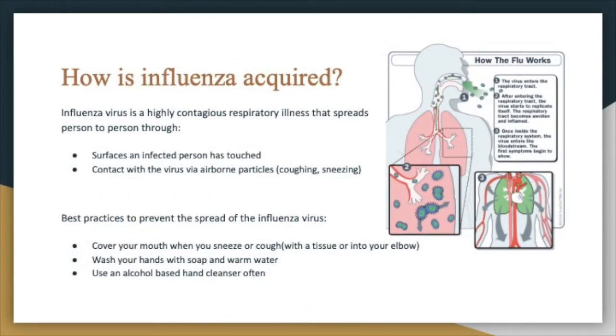How is influenza acquired? The influenza virus is a highly contagious respiratory illness that spreads person to person through surfaces an infected person has touched and contact with the virus via airborne particles such as coughing and sneezing. It invades the body by entering the respiratory tract where the virus binds to the surface of the cells and releases its RNA. The virus makes copies of itself, and when the virus takes over the cell, it then replicates using the virus's information. At this point, the virus can invade the bloodstream and symptoms can start to occur as the virus continues to replicate until the body's immune system starts to fight it off.